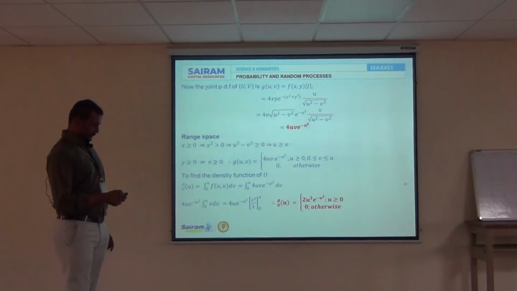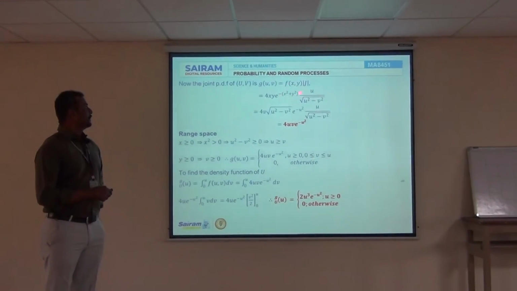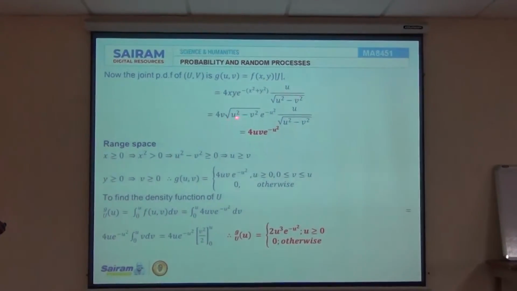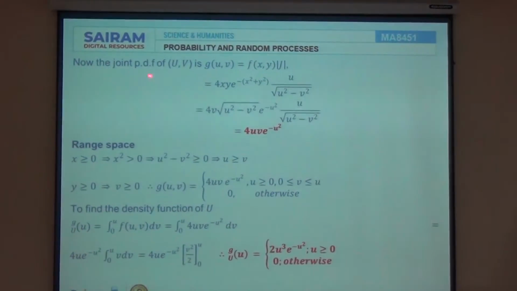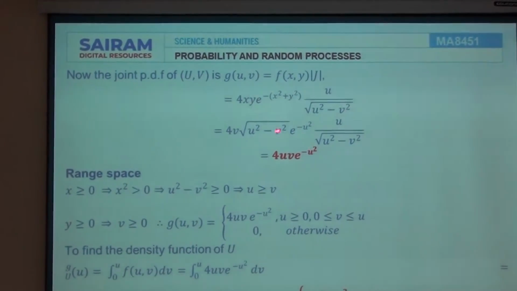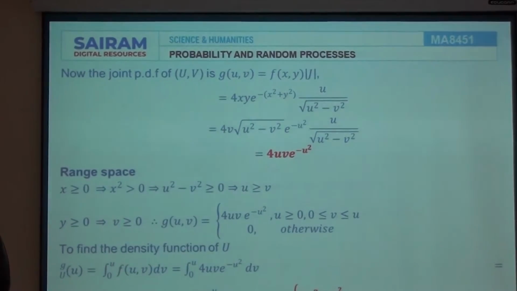From this I can get g of u comma v. I already have f of x comma y. I just substitute the x and y values in terms of u and v, and you get the joint PDF of u comma v. So this is the way you can find the joint PDF of u and v from the random variables x and y.